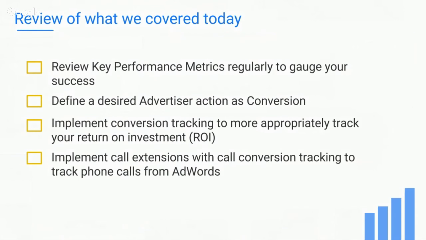And just a quick review of everything we covered today. We talked about reviewing key performance metrics regularly to gauge your success and how your campaigns are doing. You want to define a desired advertiser action as a conversion so you're able to track value after that click. You want to implement conversion tracking to more appropriately track the return on your investment, and ultimately implement call extensions with call conversion tracking to track phone calls from AdWords.